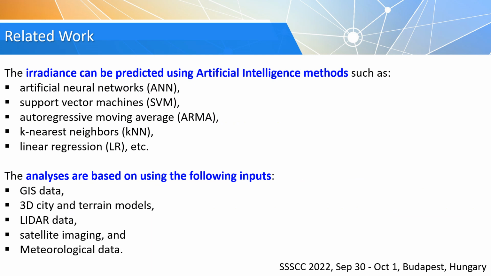As related work, we can summarize that there are a lot of techniques to predict solar radiation. For example, solar irradiance can be predicted using artificial intelligence methods such as artificial neural networks, support vector machines, autoregressive moving average, k-nearest neighbors, linear regression, etc. And basically, for prediction of solar potential of the locations, various data are used. For example, geographic information system data, then 3D city and terrain models, then LiDAR data, then satellite imaging and meteorological data. This paper proposes building of sensor nodes for acquisition of solar radiation data.